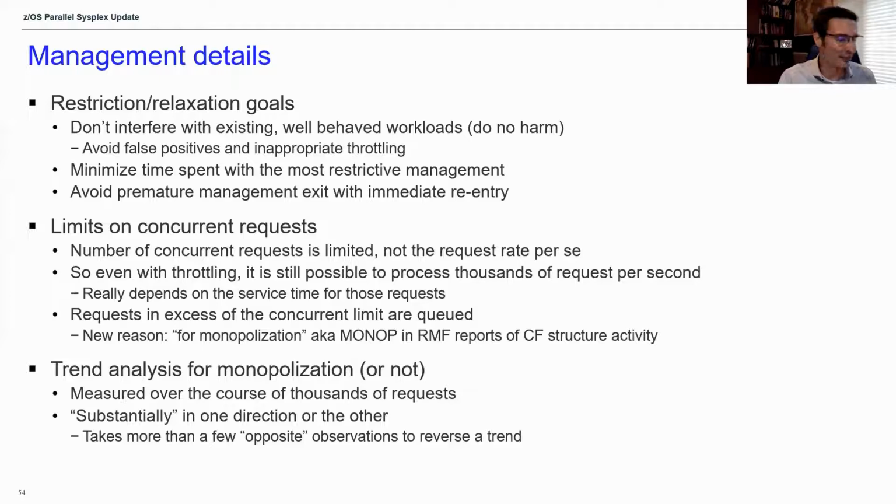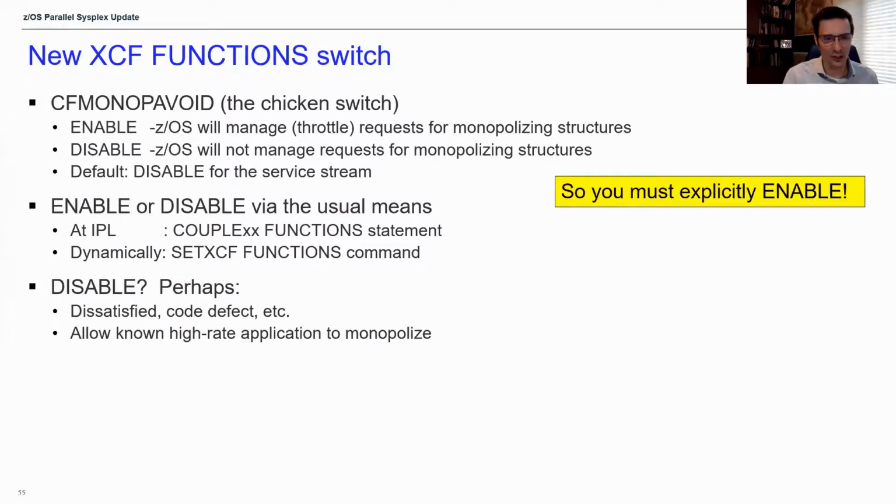So I'm going to skip over this slide and go right to the chicken switch. The chicken switch can be enabled; by default, it's disabled. This is a continuous delivery item, and if you know anything about continuous delivery items delivered to the service stream, we try to have absolutely minimal impact to a client. We can provide new function, but we have a switch that enables that function, such that when they apply the maintenance, they won't get changed behavior unless they explicitly ask for it. So we would highly suggest that you enable this function.